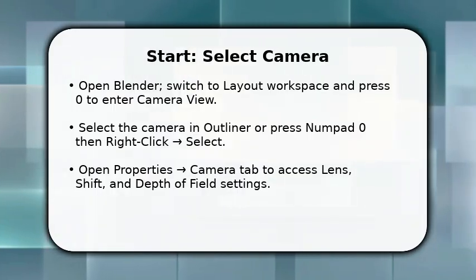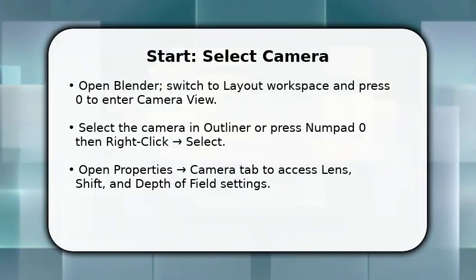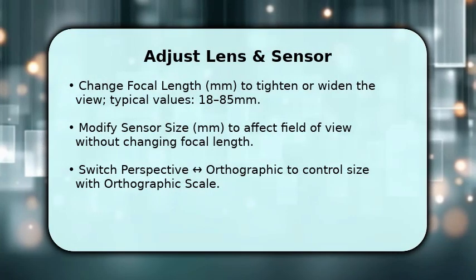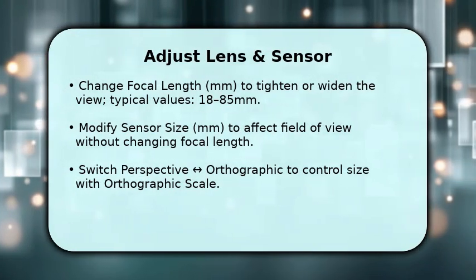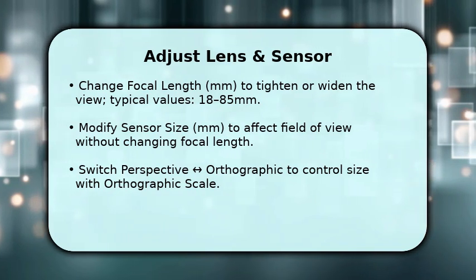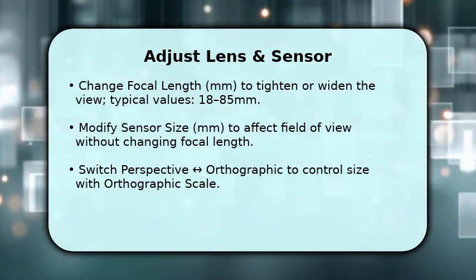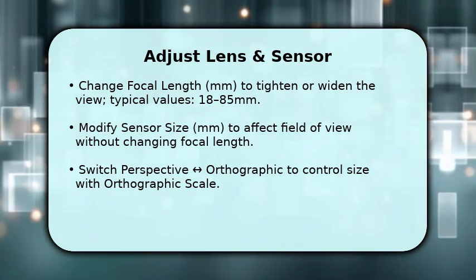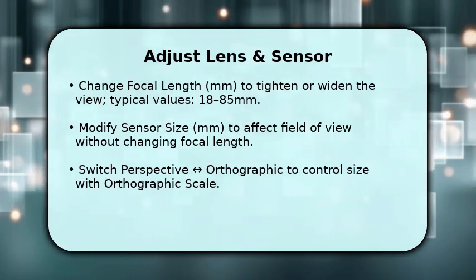Make sure to work in the same units as your scene so lens numbers behave predictably. Now you change the lens properties to control apparent camera size and field of view. You edit focal length in millimeters to make the scene look tighter or wider. Lower numbers widen the view, higher numbers compress it.